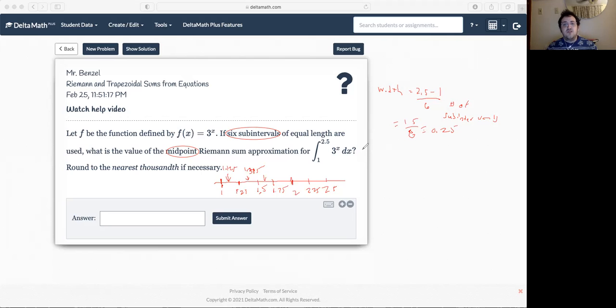So when we're doing this Riemann sum, I'm just going to write the integral from 1 to 2.5 of 3 to the x dx. We know that our width is 0.25.